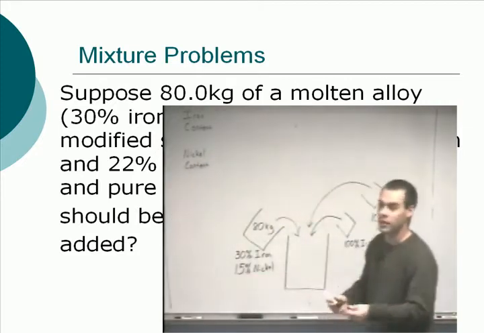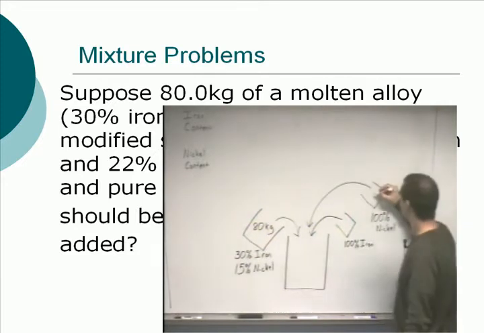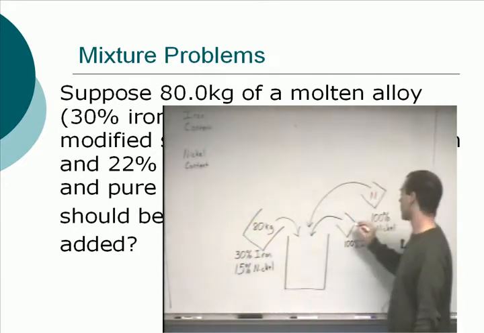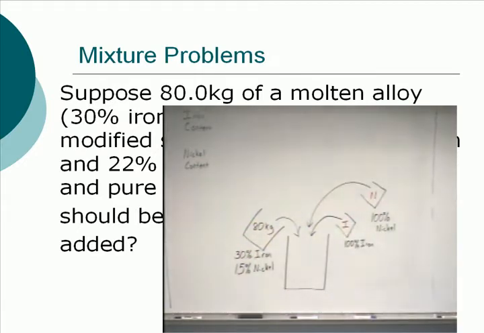Okay, well, what two things are our unknowns? The amount of nickel to add and the amount of iron to add. So I'm not even going to give you a choice this time. We're going to call our unknowns N and I. N being nickel and I being iron.